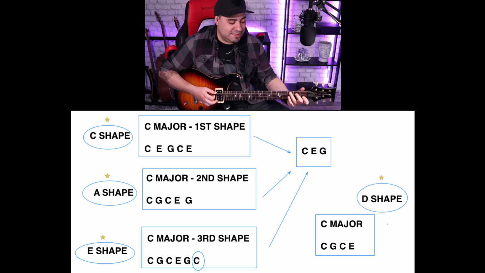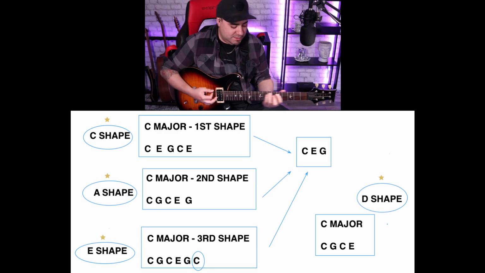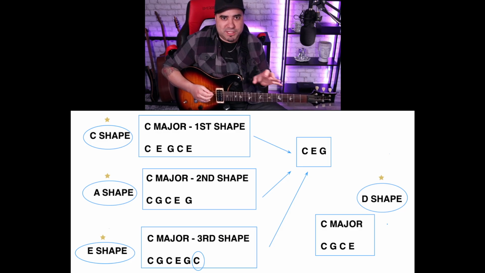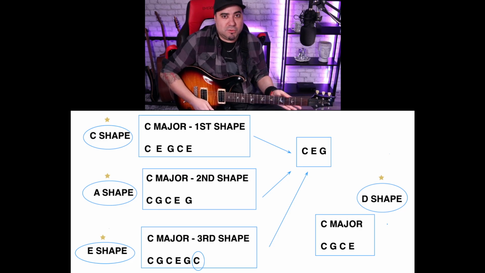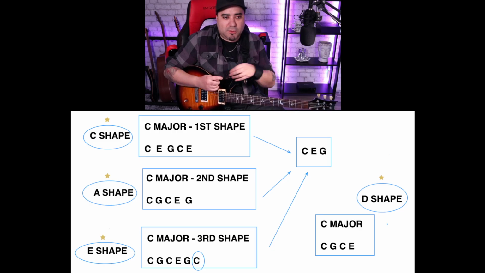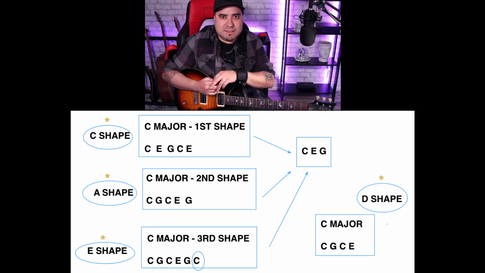So someone is playing that C major chord in the song, and you are strumming that chord. You both are playing C major chord, but in different formations, different shapes. But the most important thing here, you are playing the same notes. And the last shape, very important shape for us, the D shape.